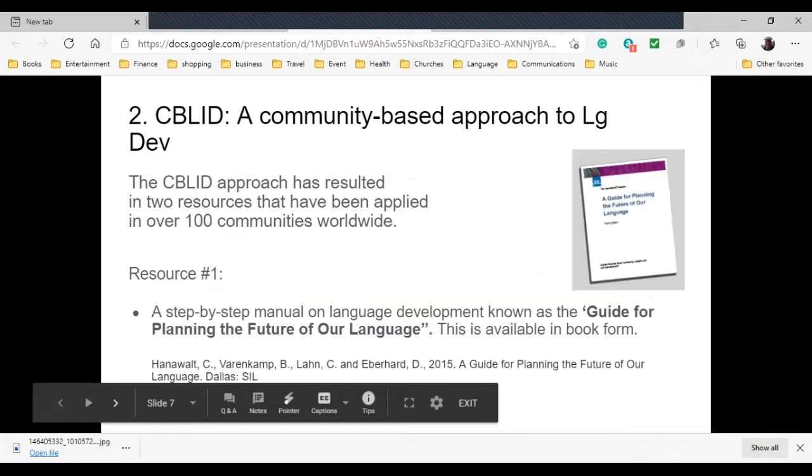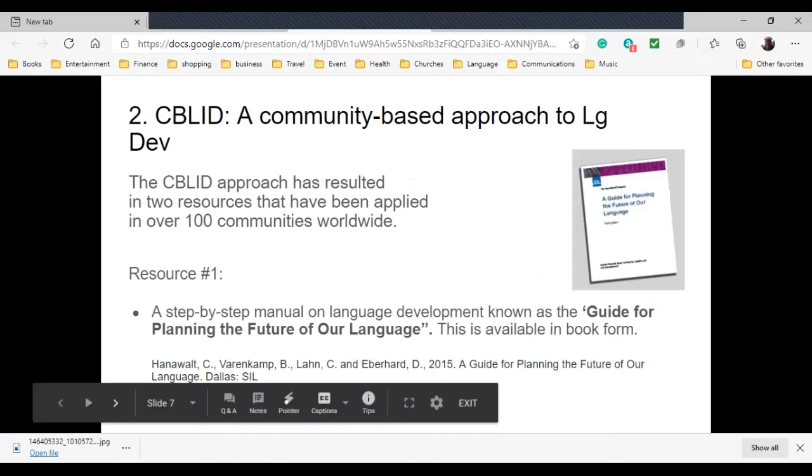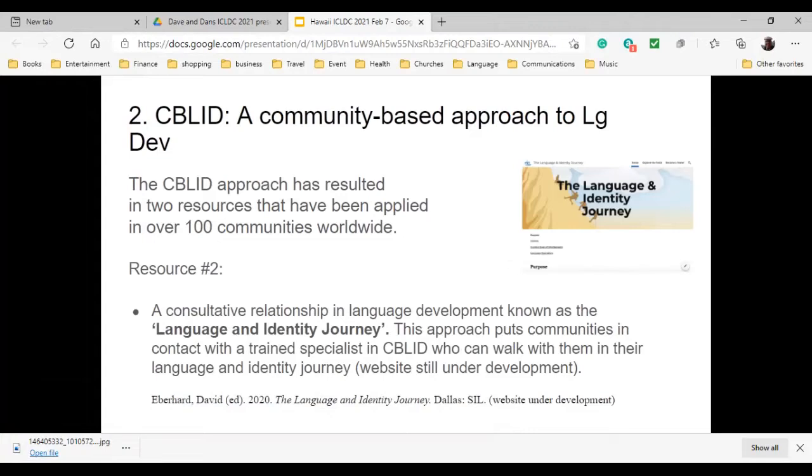This approach has resulted in several resources that have been developed recently, and they've been used in over 100 communities worldwide. The first resource is a step-by-step manual on language development known as the Guide for Planning the Future of Our Language. It's available in book form at the link that you see there. The second resource is a consultative relationship, if you will, in language development, known as the Language and Identity Journey. This is the newer of the two resources, and it puts communities in contact with a trained specialist in CBLID who can walk with them in their language and identity journey. This will be accessible via a website that is still under development.